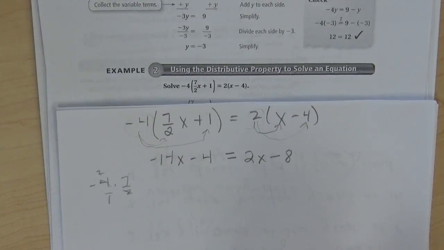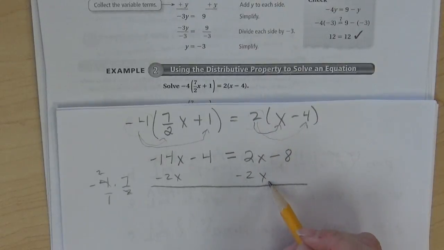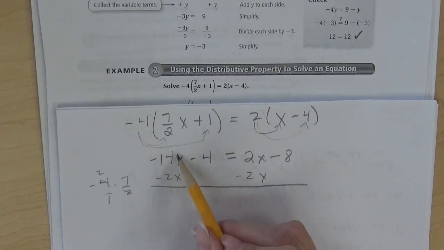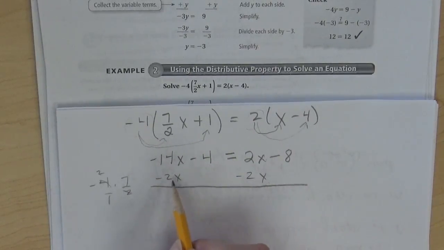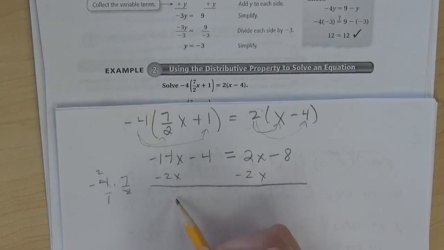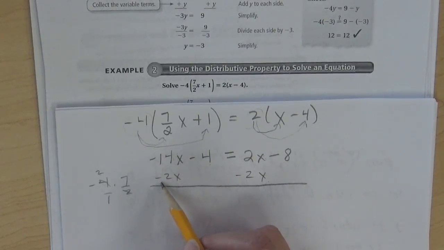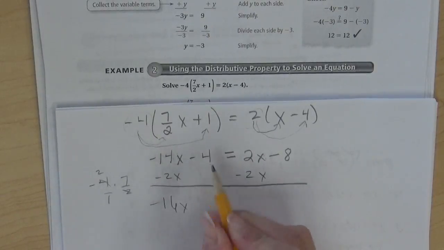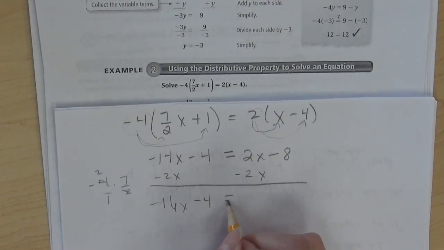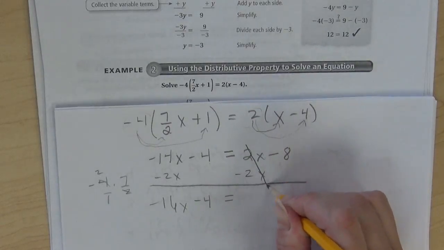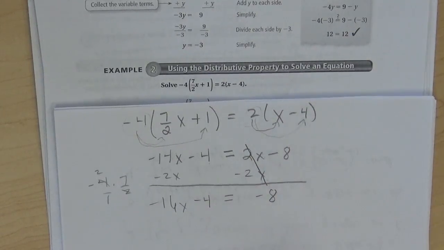So I like having my x end up on the left side, so I'm going to subtract 2x on both sides first. And I make sure I line up my like terms so that I can actually combine them. So because there was an x on this one, I made sure I put my negative 2x directly under it to create a column. If I put it over here, I couldn't have done anything with the negative 4. So negative 14x minus 2x is negative 16x. Bring down negative 4, bring down equals, 2x minus 2x cancels, bring down minus 8.